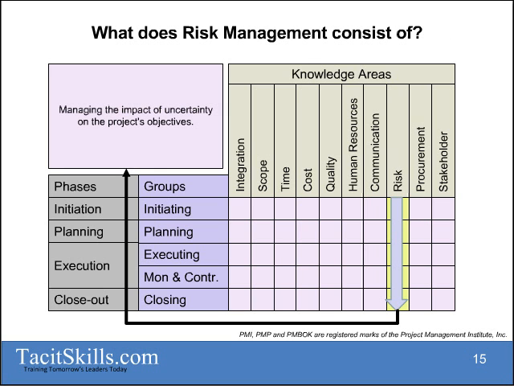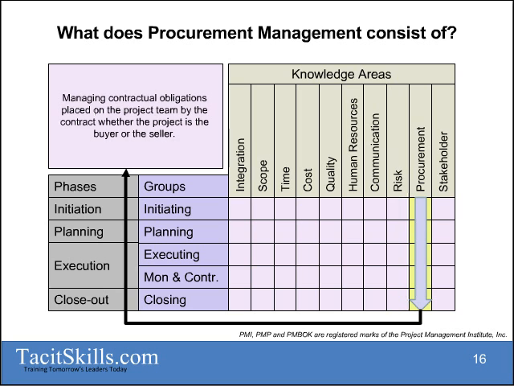Our risk, one of our knowledge areas is also looking at risk on the project, and that is how do we manage the uncertainty on the project. The definition of risk being that it is an uncertain future event, that if it would happen, it could have a negative or a positive impact on one or more of my project objectives. So we need to determine what the risk is and what we're going to do about it.